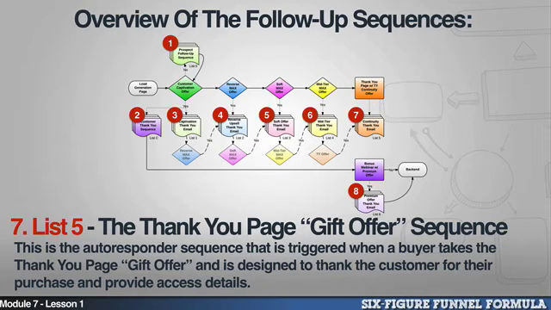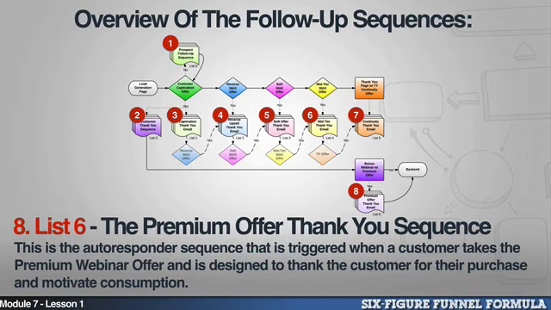It's very easy. Now, the last sequence that we have is this sequence right over here. And this is what we call the premium offer thank you sequence. And so after an individual attends your bonus webinar and takes advantage of your premium offer, this autoresponder sequence gets triggered and it thanks them for taking advantage of your premium offer and gives them access to whatever it is that they purchased and motivates consumption.